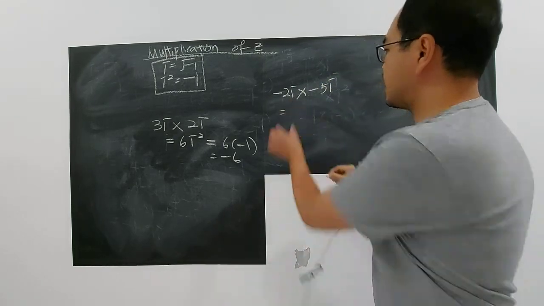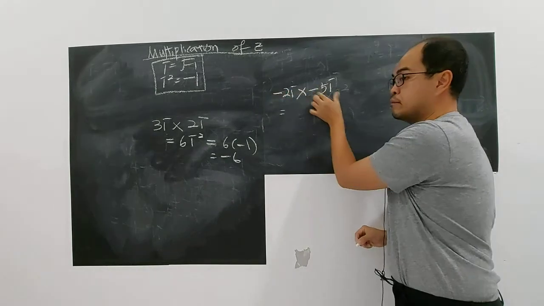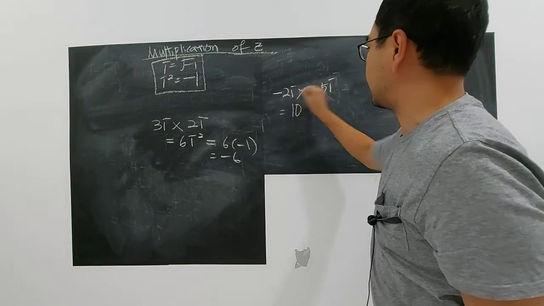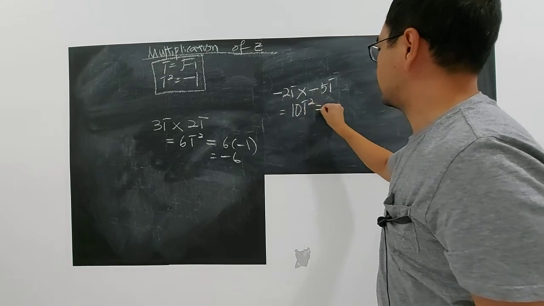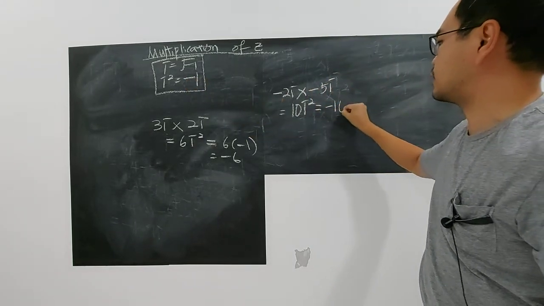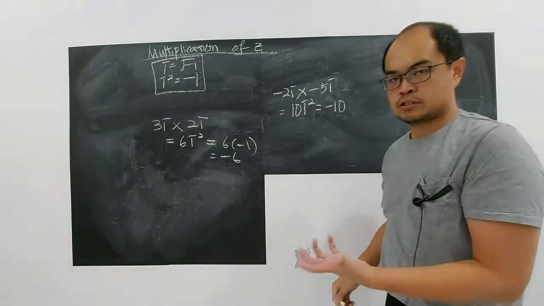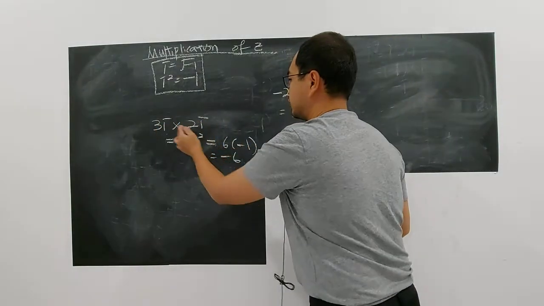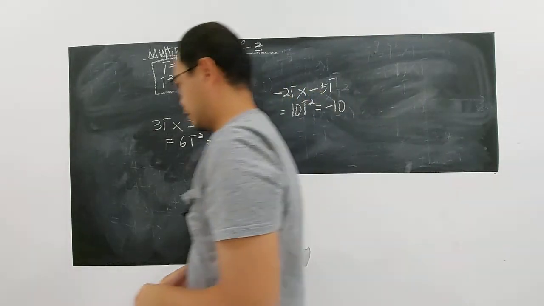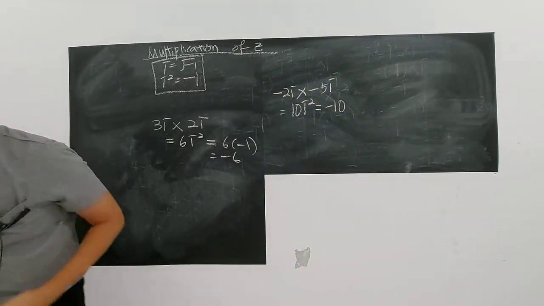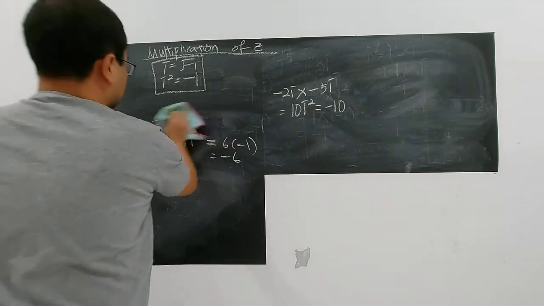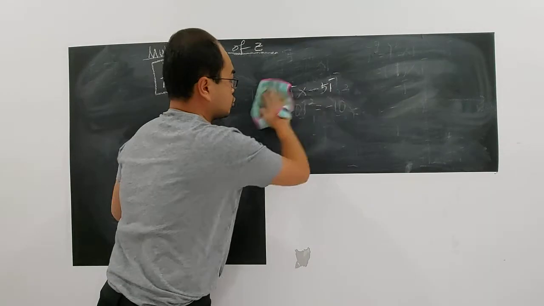Two imaginary numbers. So negative 2 times negative 5, you get 10 i squared. What is i squared? i squared is negative 1. So you get negative 10. It's still a real number. It's true: if you take two imaginary numbers and multiply, you get real. That's also one of the properties of imaginary numbers.